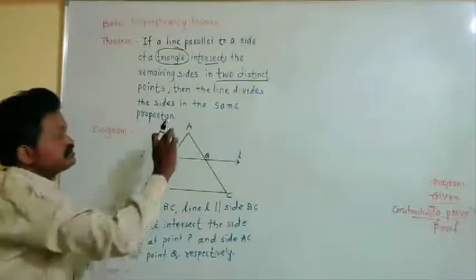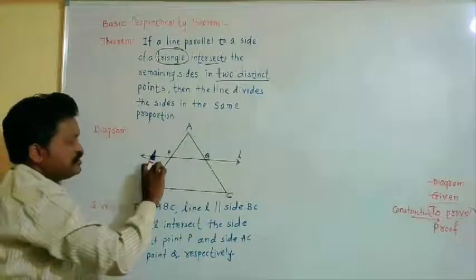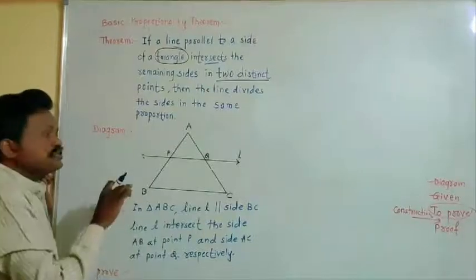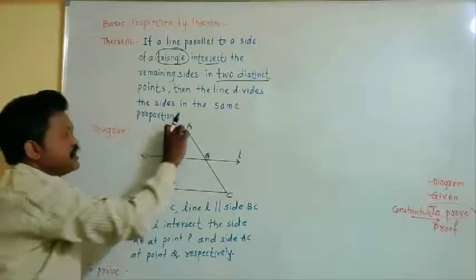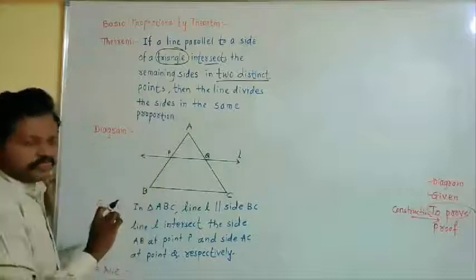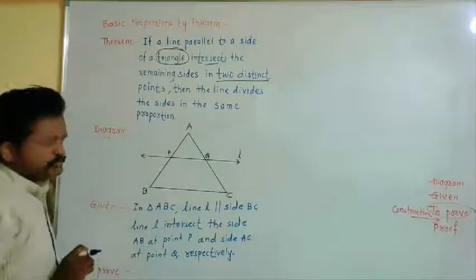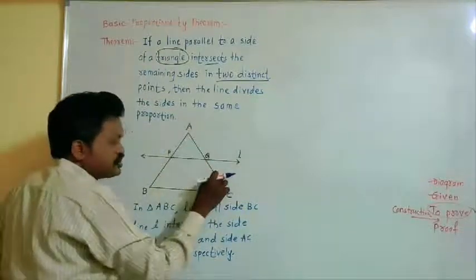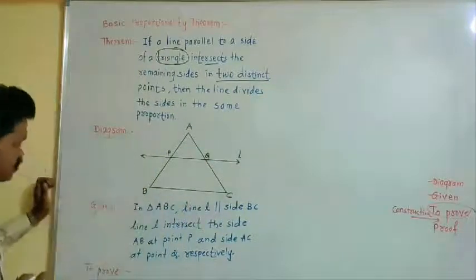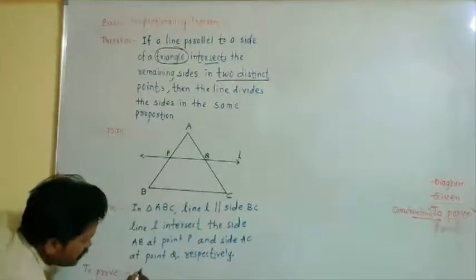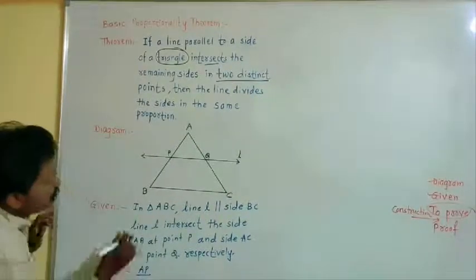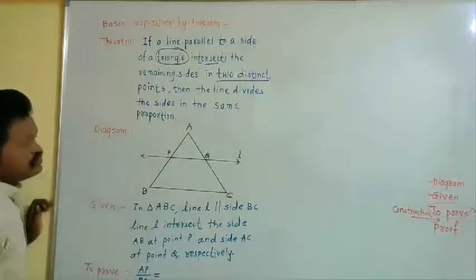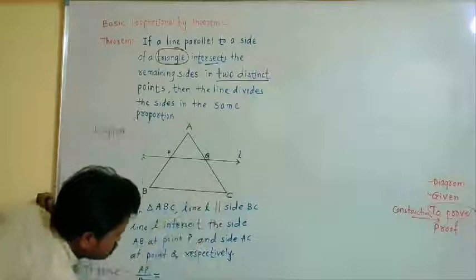How do you write it here, sir? That means AP and PB, these two parts of the segment AB. So you make a ratio of the segment AB, that is AP upon PB. And the second ratio, that is AQ upon QC. So I write here, sir, to prove as: AP upon PB is equal to AQ upon QC.